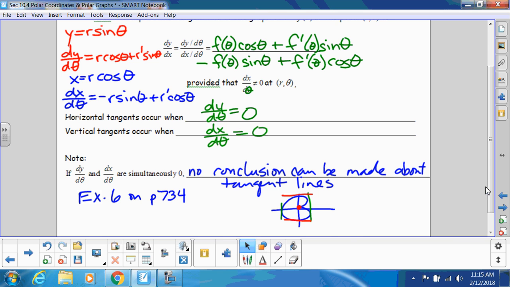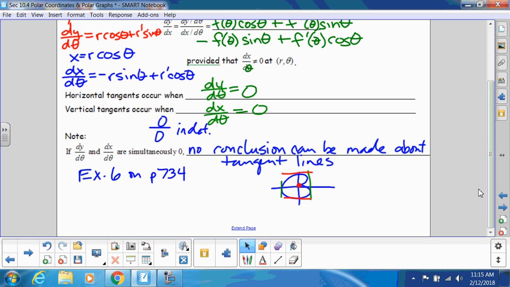Okay, and think about how that makes sense in what we're doing. If both of these are 0, then we have 0 over 0. That's an indeterminate form, right? So when things are indeterminate, we have to use other tools and resources to figure out what's going on there.